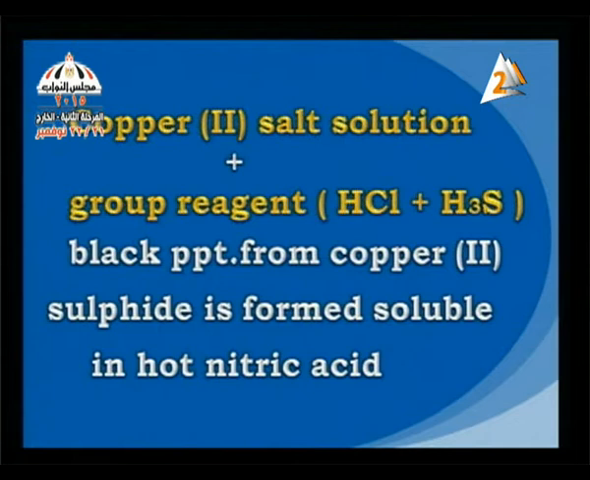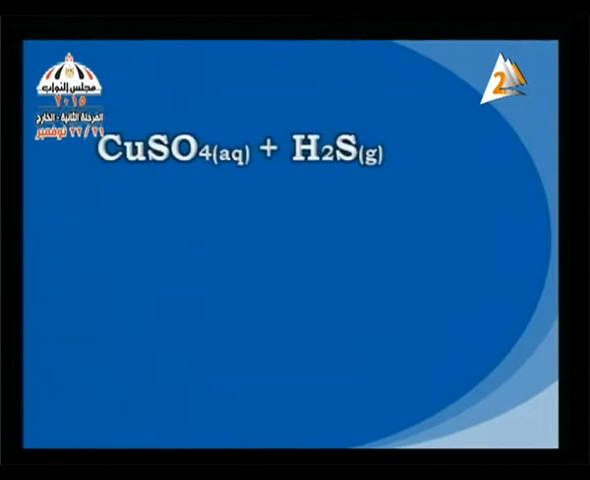What happened after that? Copper 2 sulfide is formed. Do you think that's all? Sure, it's not. Look at this. Copper 2 sulfide is formed, soluble in hot nitric acid. It's good to say that. My dear students, don't forget, talk about the solubility of any compound we make.